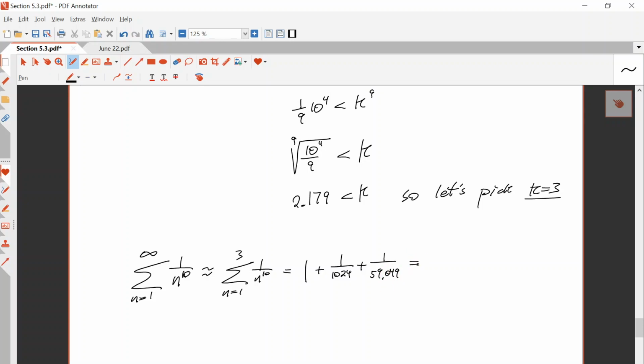And this is equal to what? So 1 plus 1 divided by 1,024 plus 1 divided by 59,049 equals 1.0009. Oh, we've got a 9 in the fourth decimal place. Well, let's go with that. 1.00099 something something something. Okay, this would be an estimate accurate to 3 decimal places if there wasn't a 99 here.